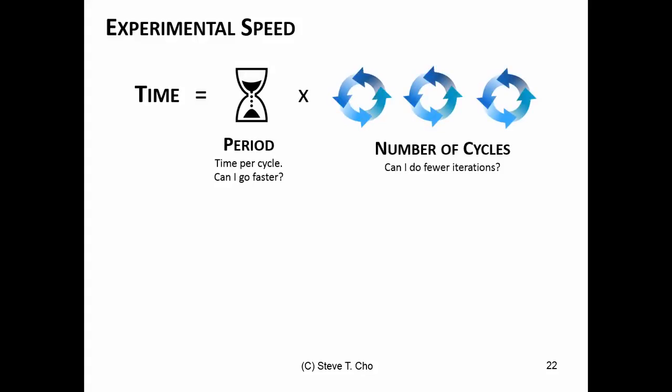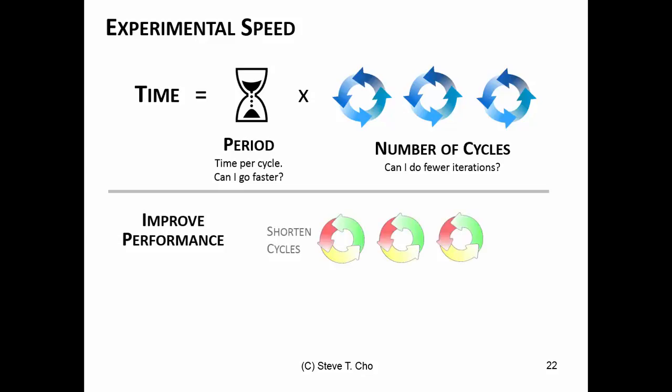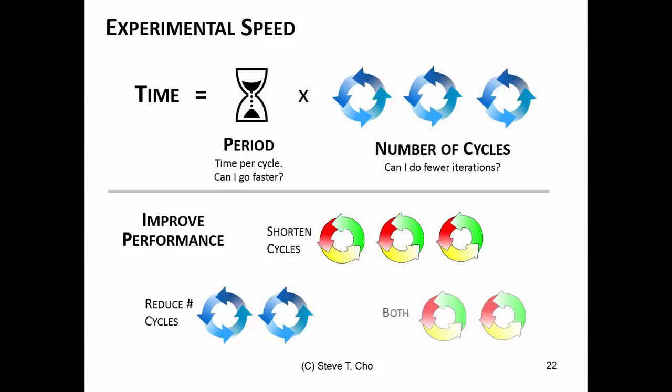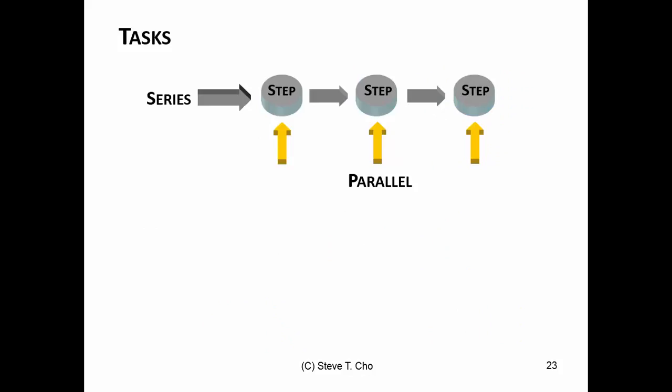In terms of doing experiments, you have to get into the mindset that it takes time. And so how do I manage that time? Time is the period of how long a step takes times the number of cycles that I need. So how do I reduce this? I either need to shorten the cycles, reduce the number of cycles, or do both. That's how I speed things up. But first you have to establish, when you look at problems like this, how do you gauge it?